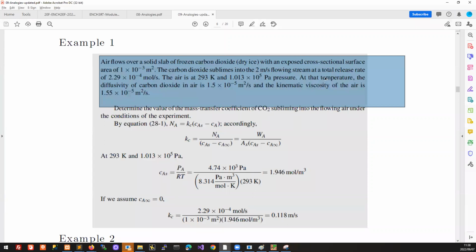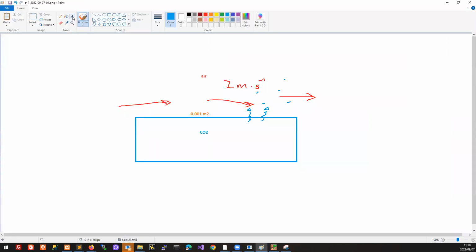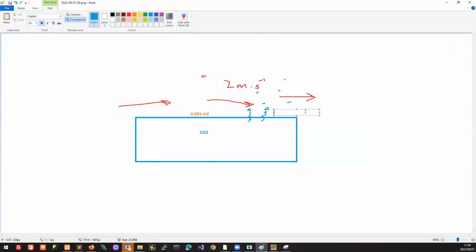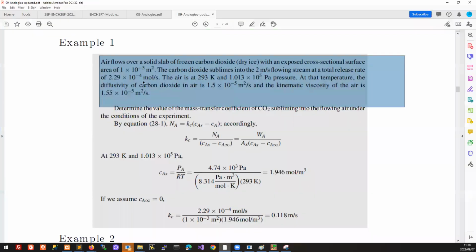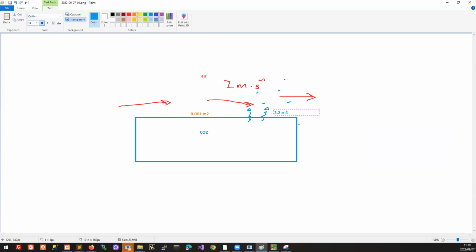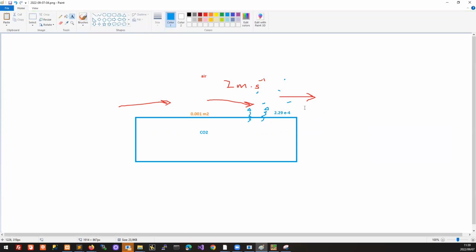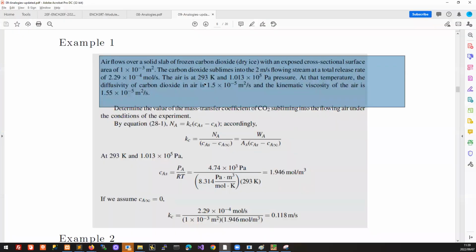And we are told that we actually know the rate at which this is happening. This sublimation rate is 2.29 × 10⁻⁴. That's our sublimation rate. And we are given the air temperature and pressure. And we are also given the diffusivity at that temperature.